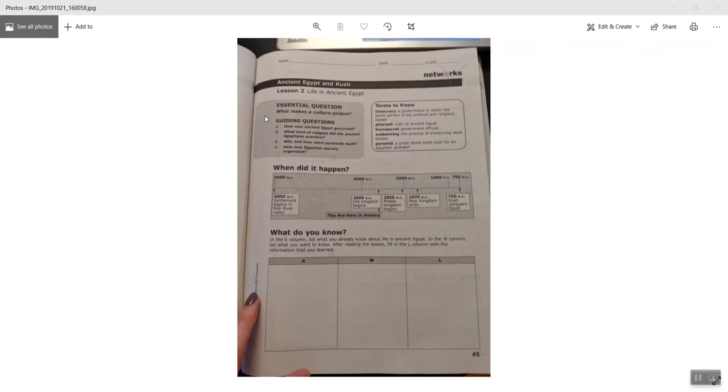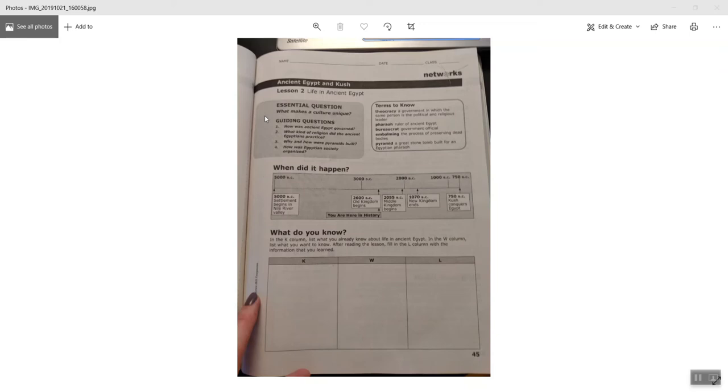The first page has our essential question: what makes a culture unique? How was ancient Egypt governed? What kind of religion did ancient Egyptians practice? Why and how were the pyramids built? And how was Egyptian society organized?